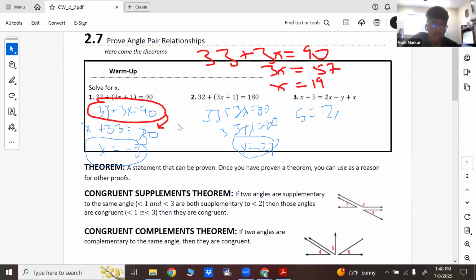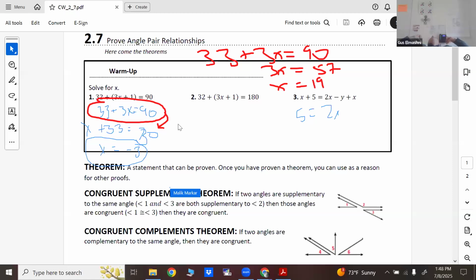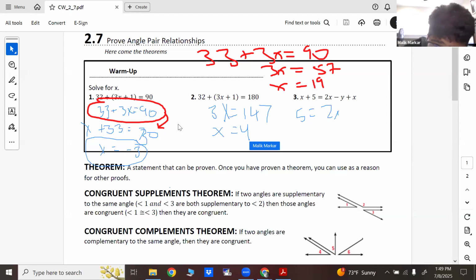Okay, wait, let me listen to this. Okay. 3x equals 147. 49 equals 49. Okay.